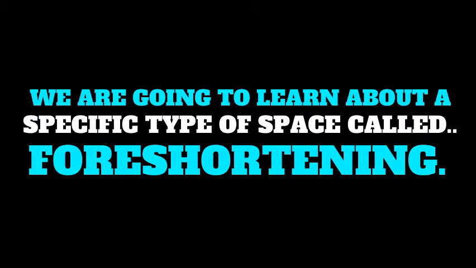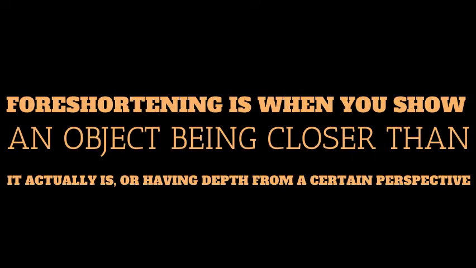Today we're going to talk about a specific type of space, which is called foreshortening. Foreshortening is when you show an object being closer than it actually is, or having depth from a certain perspective. So here's some examples.